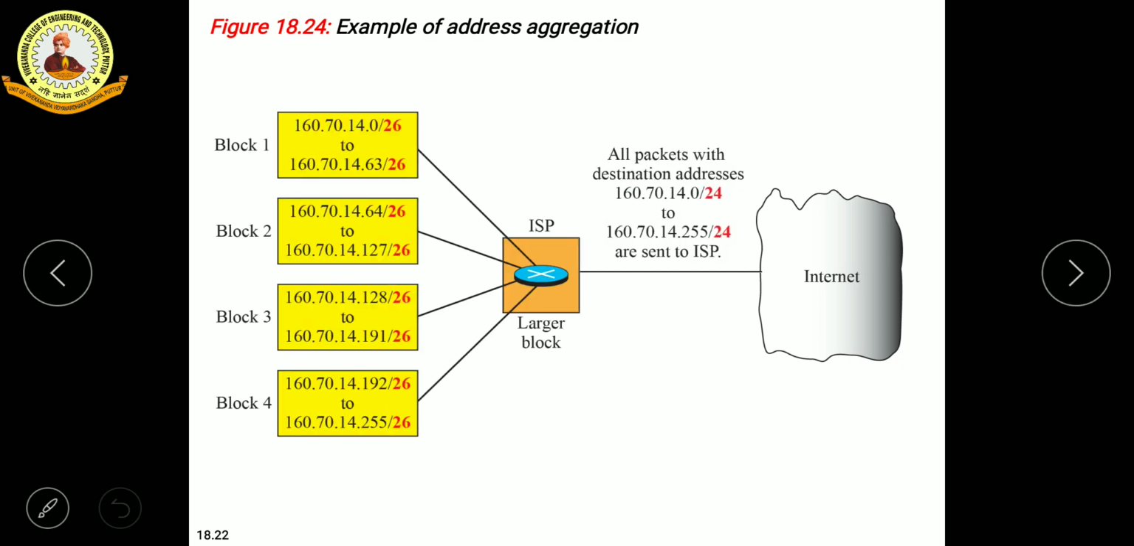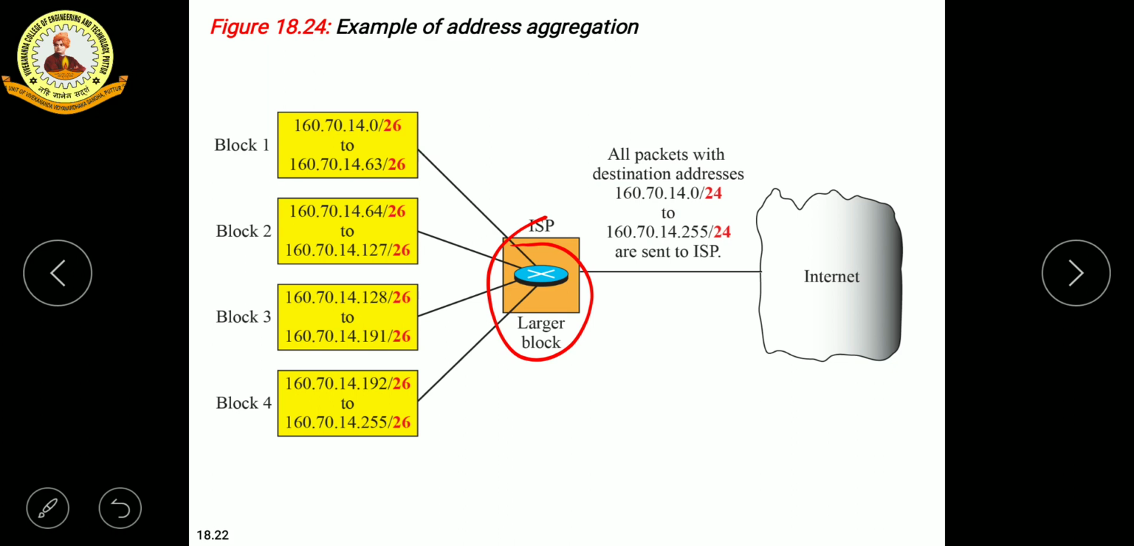This figure, I'll read out the question. Figure 18.24 shows how 4 small blocks of addresses are assigned to 4 organizations by an ISP. This is an ISP. So how 4 small blocks of addresses are assigned to 4 organizations by an ISP is shown here. The ISP combines these 4 blocks into one single block and advertises the larger block to the rest of the world. So any packet destined for this larger block should be sent to this ISP. It is the responsibility of the ISP to forward the packet to the appropriate organization.